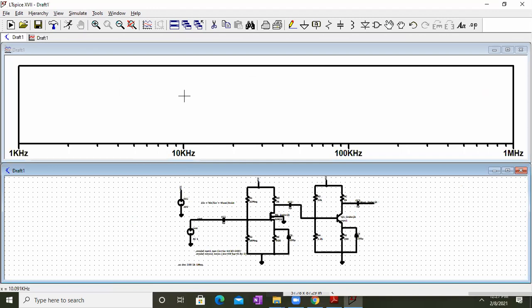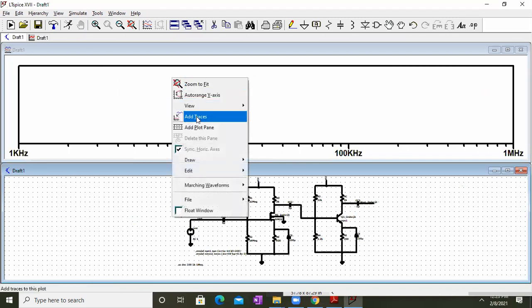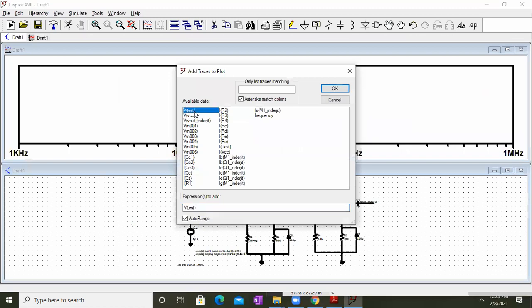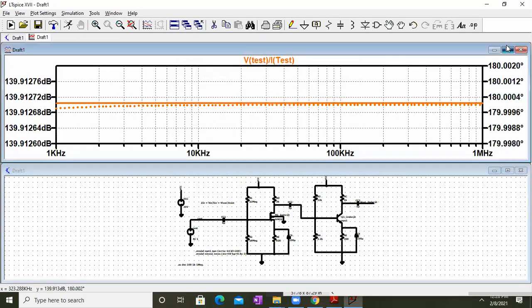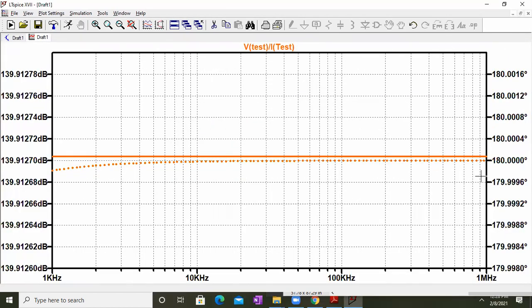Fine. Now in this graph, be very careful. We want the ratio V test upon I test. So I'll go to add trace, I'll type V test, and in the expression, I'll divide it by I test and click on OK. Fine. So this gives us the value of Z in directly.